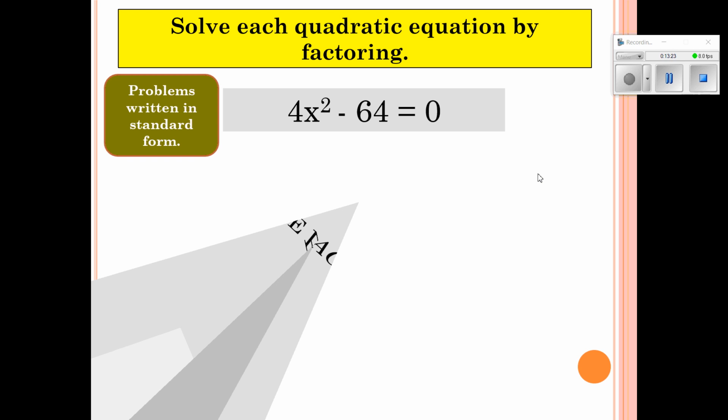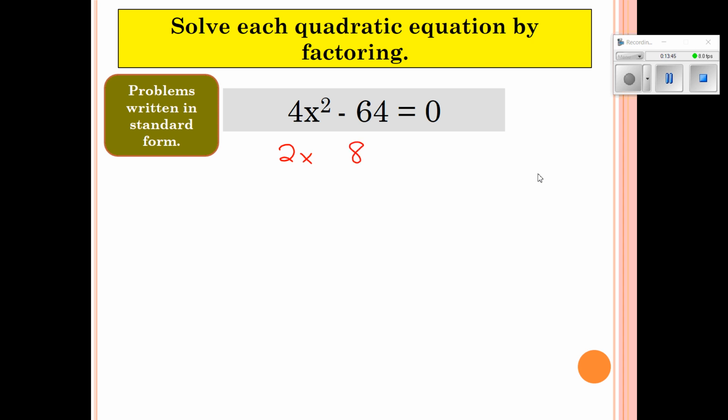Okay, if you'd like to see some more practice, here's a 2 term. Remember, in this 2 terms, we want to check for the difference of 2 perfect squares. Can you take the square root of 4x squared? Yes, you can. It would be 2x. Can you take the square root of 64? Yes, you can. It's 8. So remember, to factor that, we do 2x minus 8 and 2x plus 8.